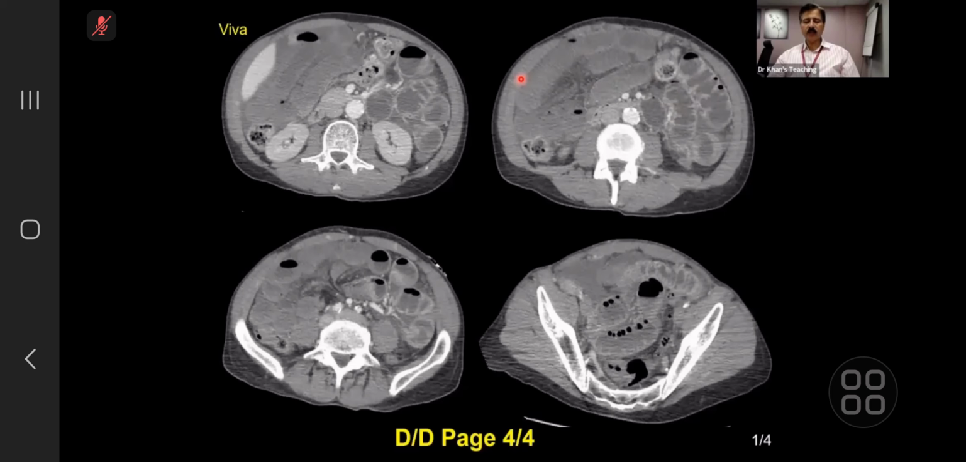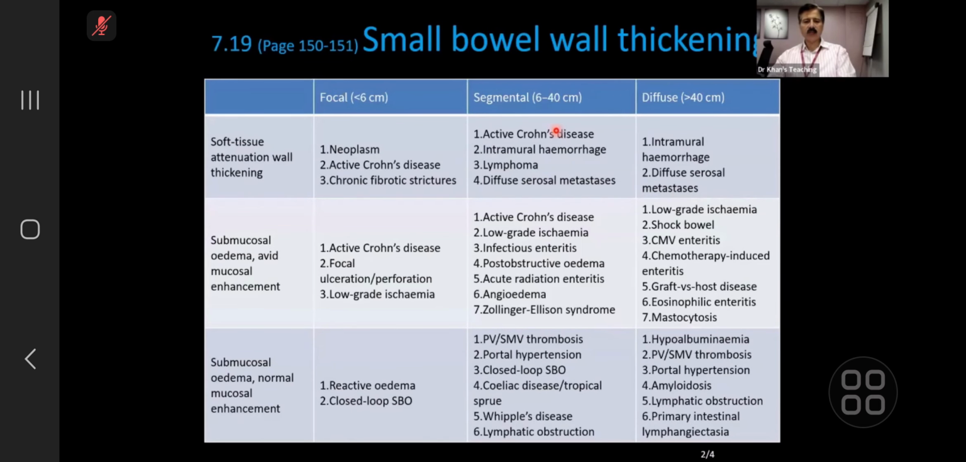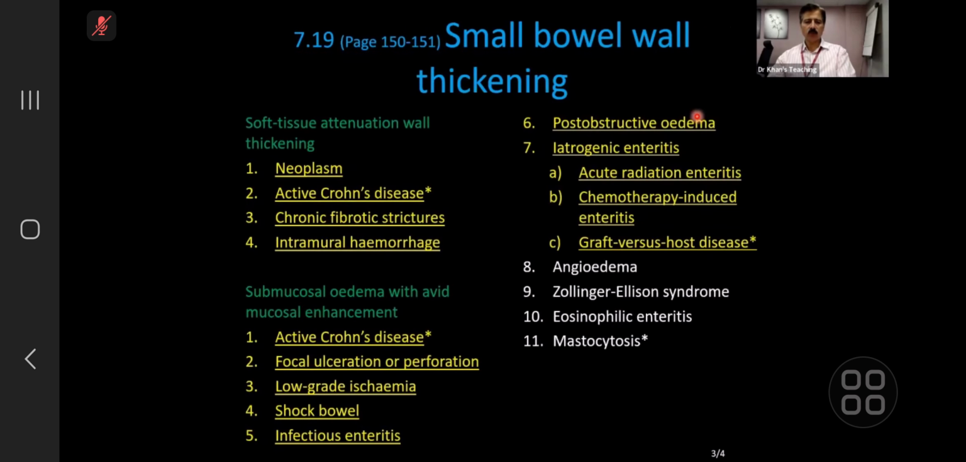So other than pneumatosis, perforation, large vessels always try to look at the bowel wall also. And you might get this kind of finding. In this case, when laparotomy was done, this was 8 feet of bowel which was necrosed. And this is from your Chapman, small bowel wall thickening divided into 3, less than 6 to 40 and more diffuse. So have a look at this one also.